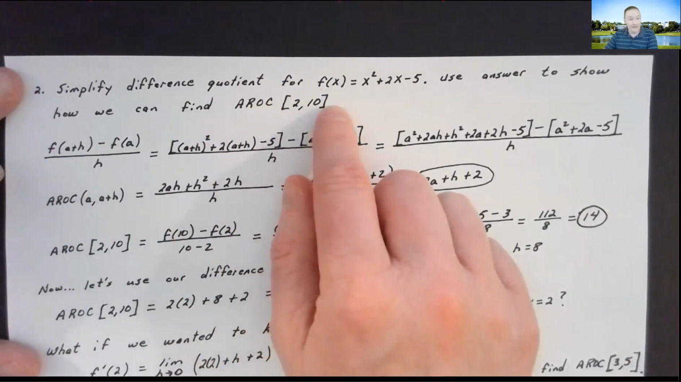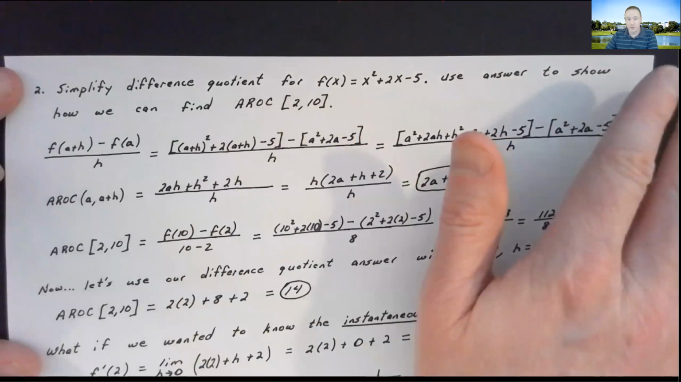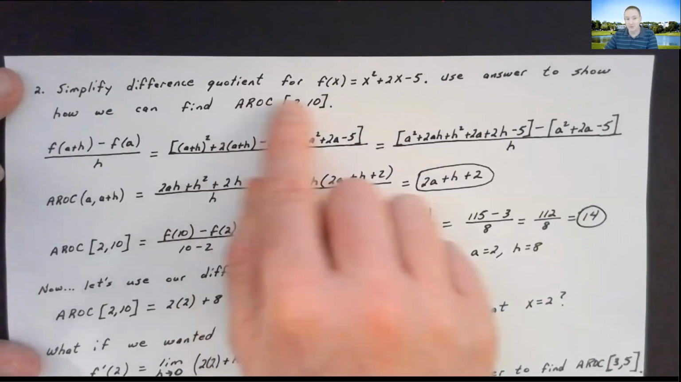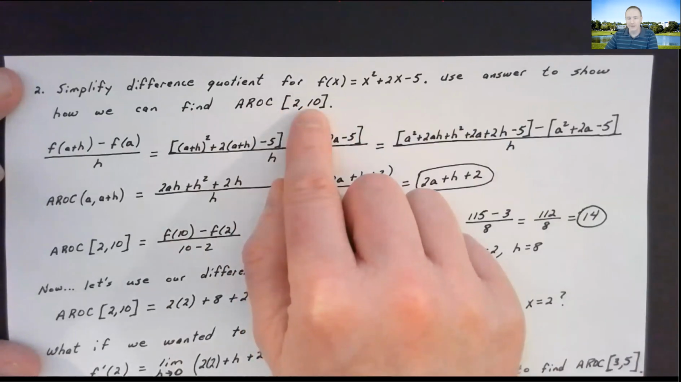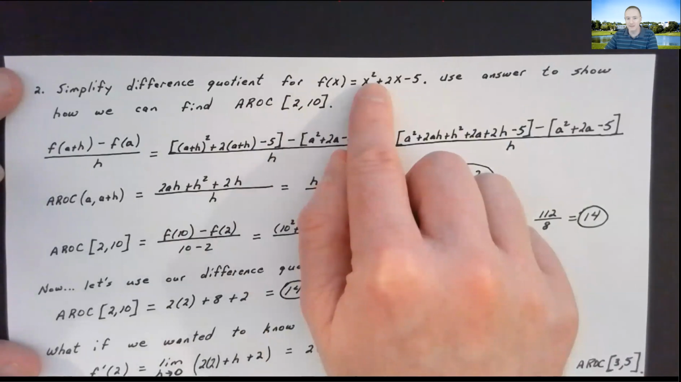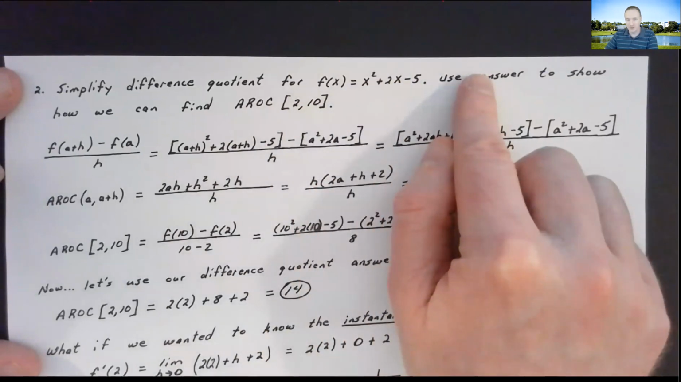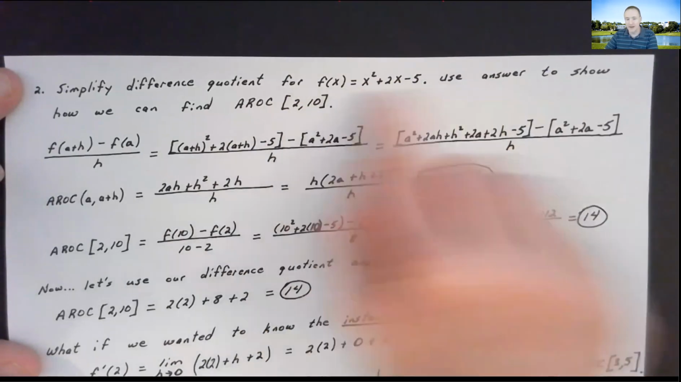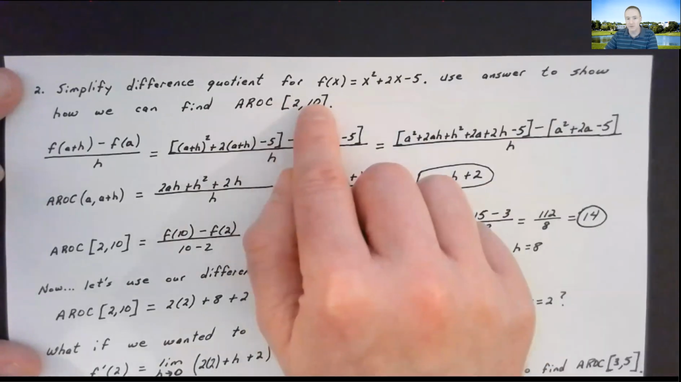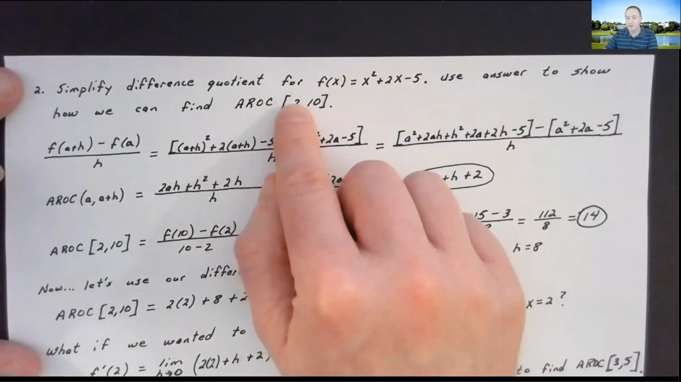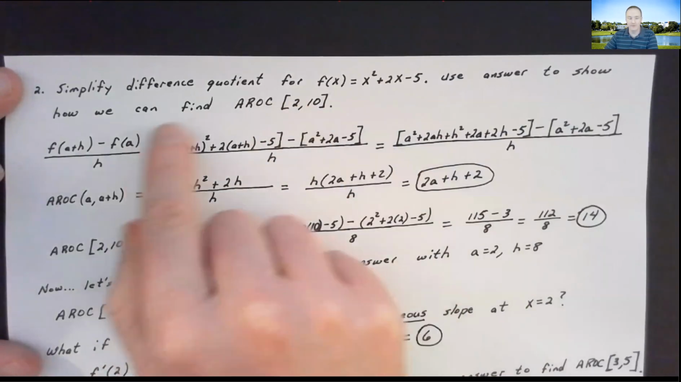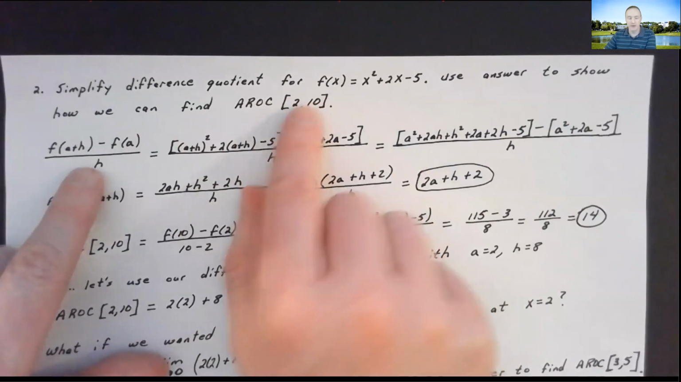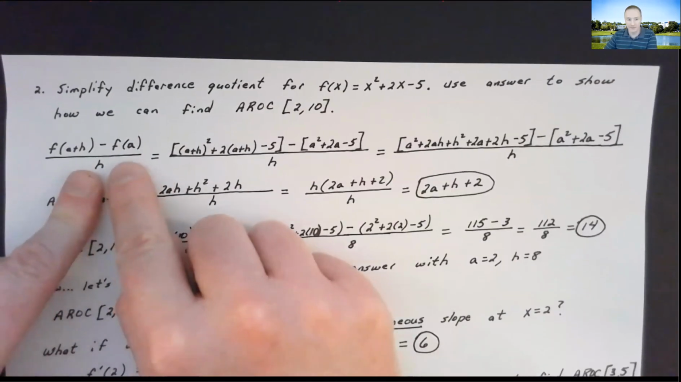So now, if we didn't want to do the difference quotient, you could find the average rate of change from 2 to 10 without even doing this by just saying, well, the average rate of change from 2 to 10 should be my function evaluated at 10 minus my function evaluated at 2 divided by the change in x, which is going to be 10 minus 2. So you'll see I did that on down here, and I applied the difference quotient. Let's go ahead and show how the difference quotient can be simplified in this expression.